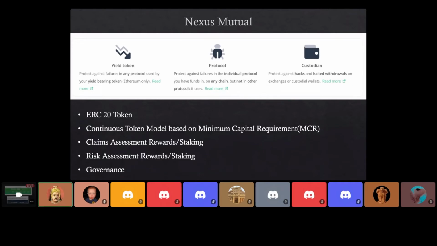And then after that, whenever the capital level goes below the MCR, the price of the token will be lesser, and if it goes above the MCR, the price of the token will be more, based on the demand and supply. So the third thing is claims assessment.